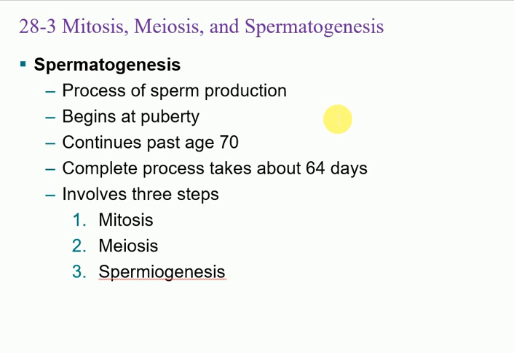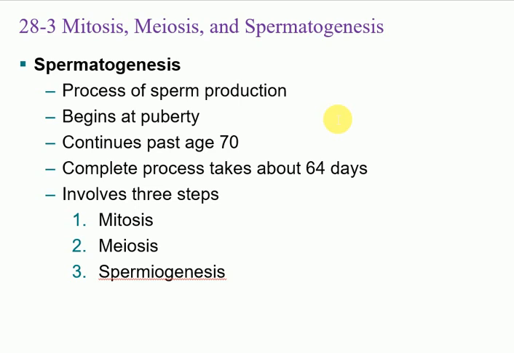So this process of spermatogenesis starts in puberty and ends at around 70. Okay, this is like an average. What do you call it when females stop making oocytes? Menopause. Do males have something similar to that? Andropause. It's not exactly the same, but it's called andropause.